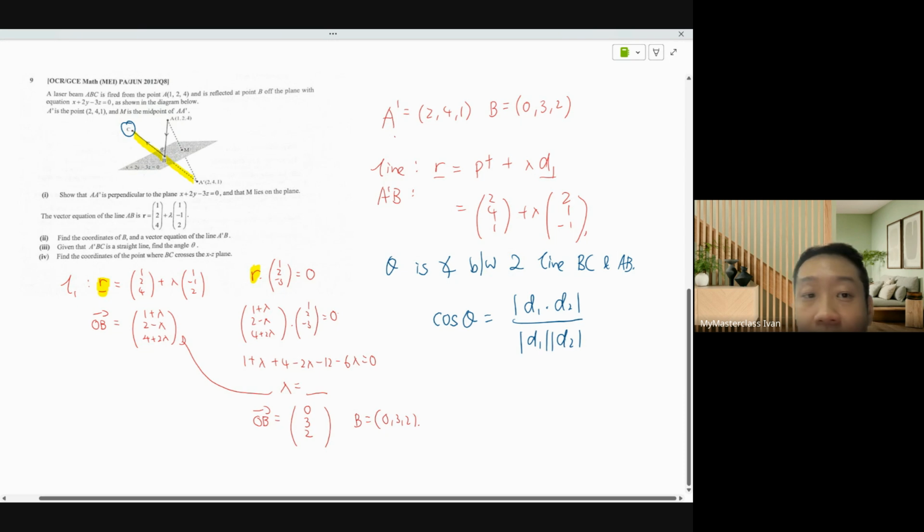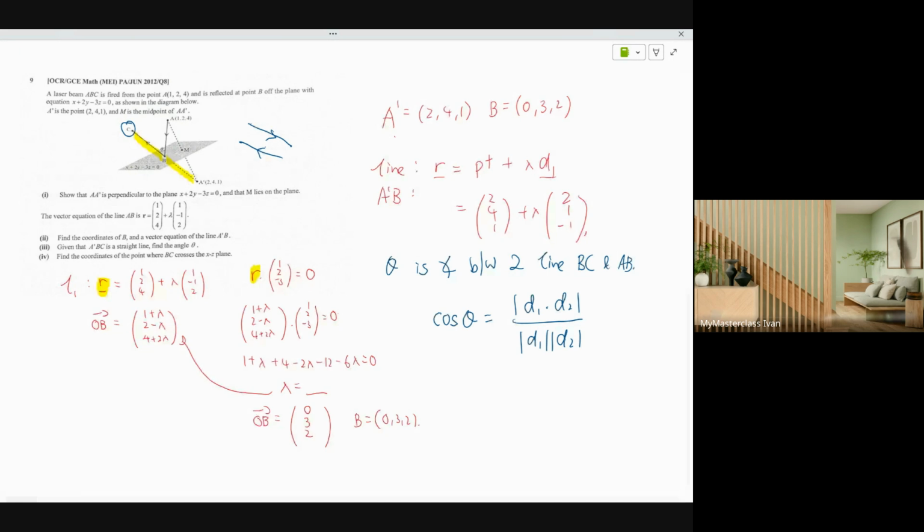Why does it not matter? It doesn't matter because the direction going here and the direction going here is the same. Because the lambda could be positive or negative. Yeah, because there's a lambda in front of the direction. Okay.